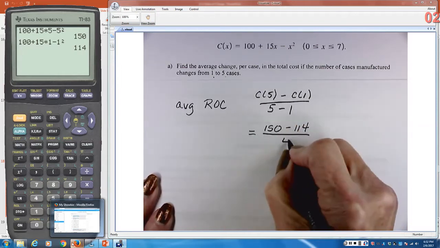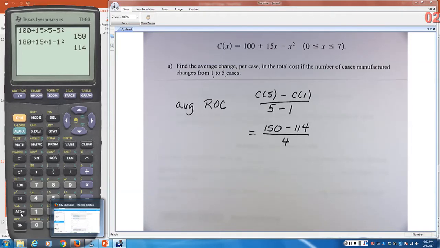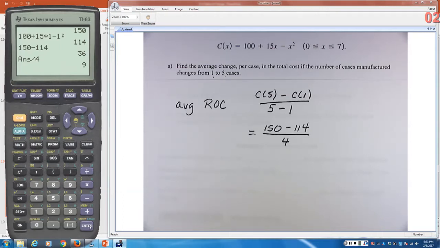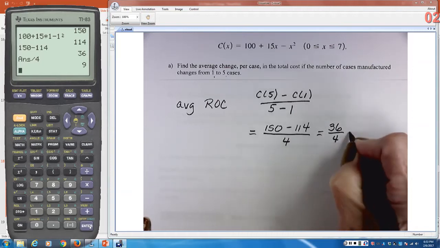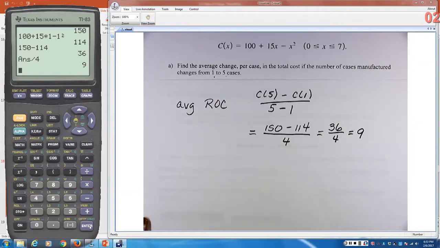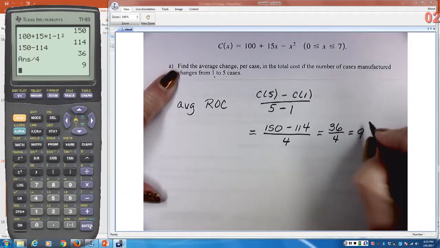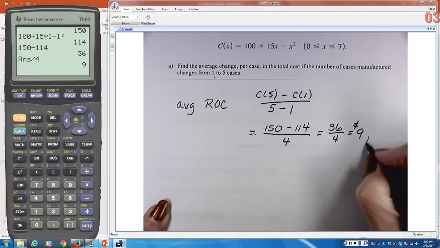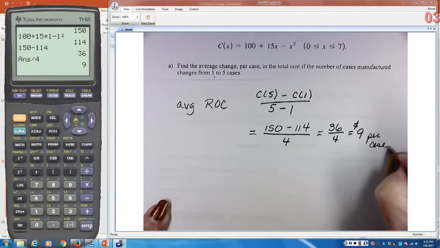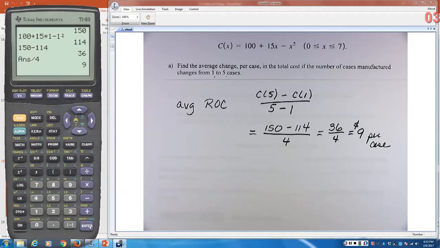And 5 minus 1 is, of course, 4. So 150 minus 114, and then divided by 4, is 36 over 4, which is 9. And since C of x is in dollars, that's $9 per case. Okay?